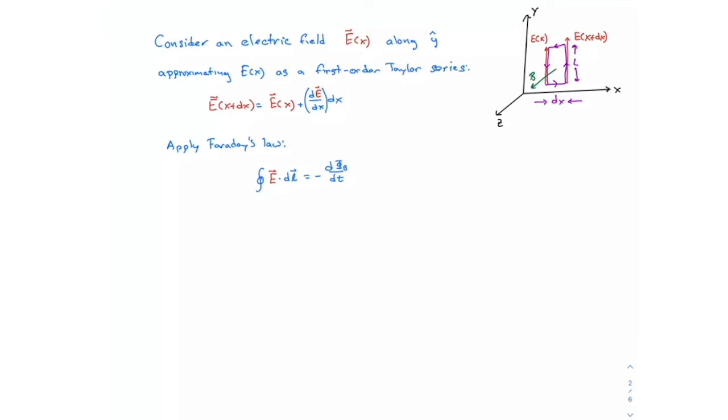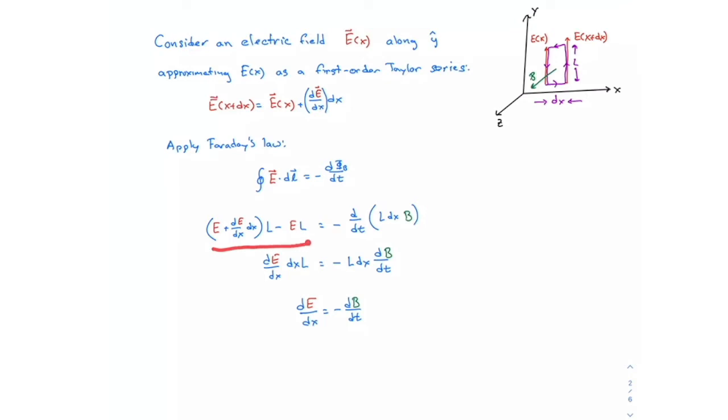So when I evaluate E dot dl on the left side, what I've got is the electric field over here at E of x plus dx, that's this, and it's pointing in the direction that I'm going around the loop, and I go for a distance L.